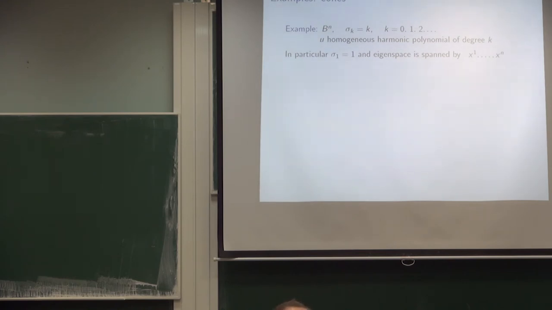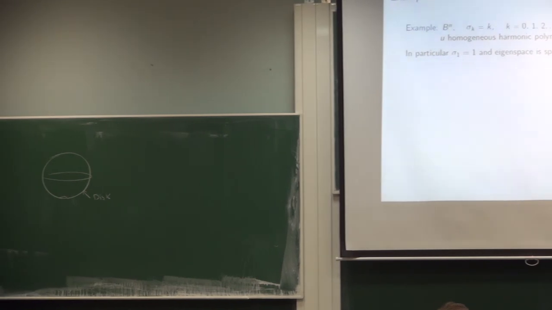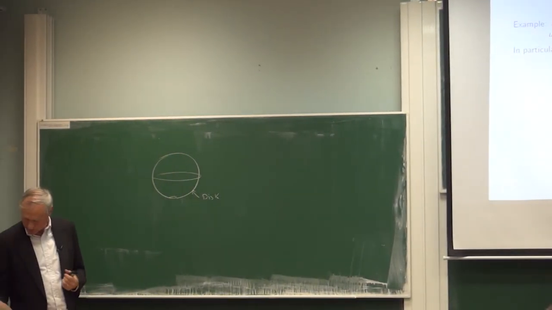So if you differentiate a homogeneous function on the boundary of the ball, then the normal derivative is just the degree of homogeneity times the function. And so those are all eigenfunctions, and they form a complete orthonormal set. So those are all of the eigenfunctions. So one can do that explicitly.